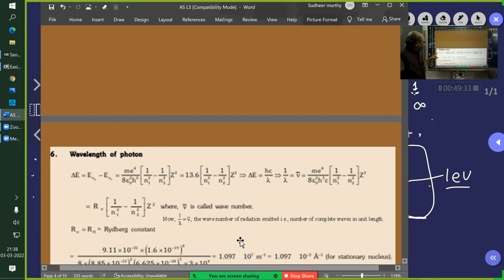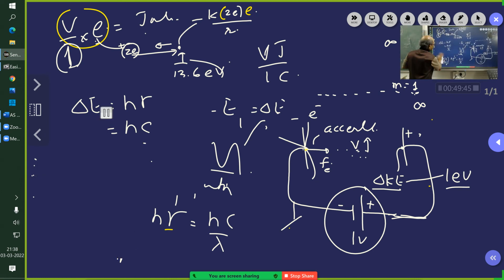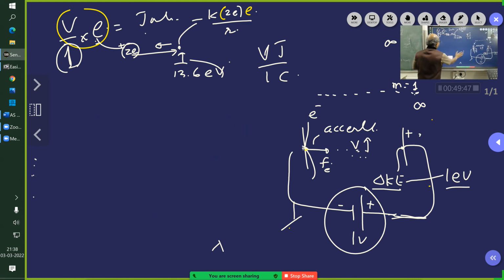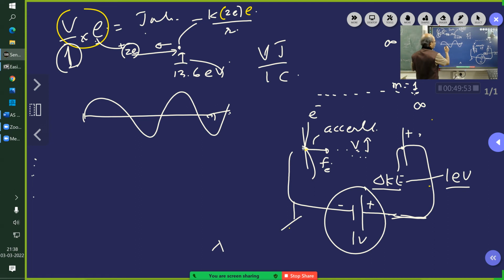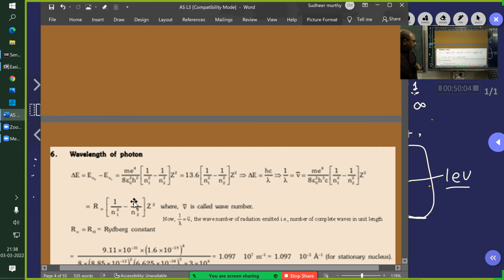Take it easy and think. What is the interpretation of this? If you take a unit length, say 1 meter, how many complete waves can you draw in 1 meter? That is the meaning of this. So the wave number will now be equal to this in this case.